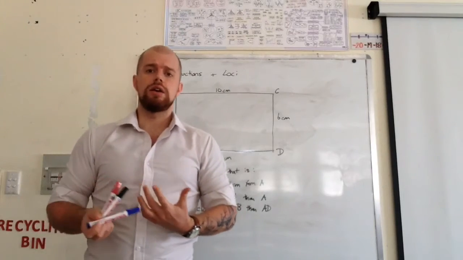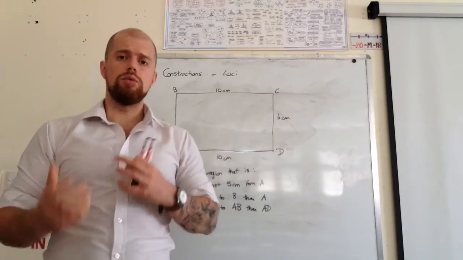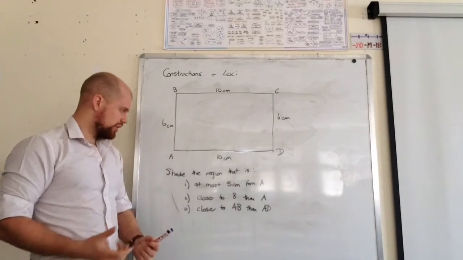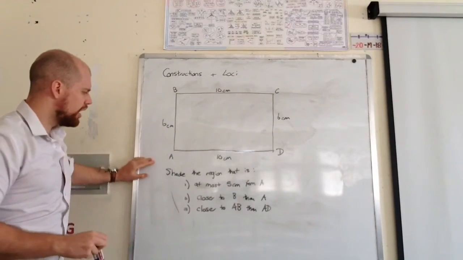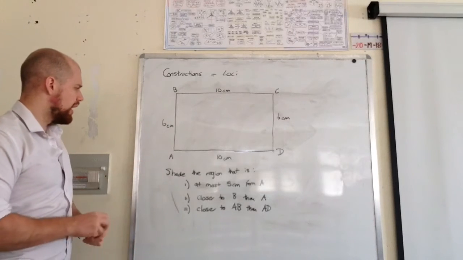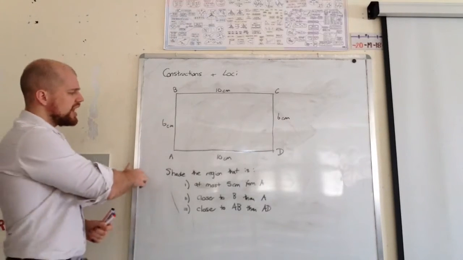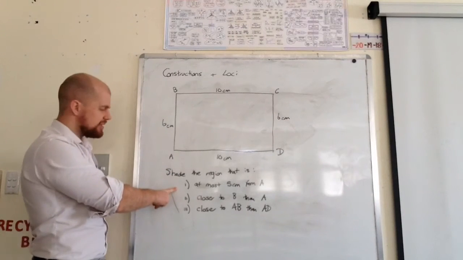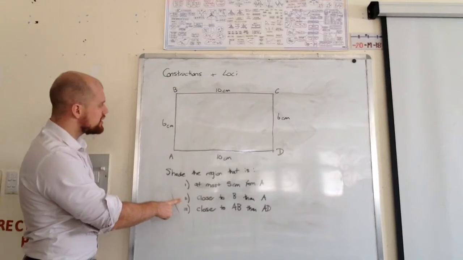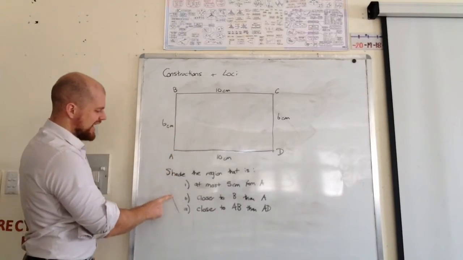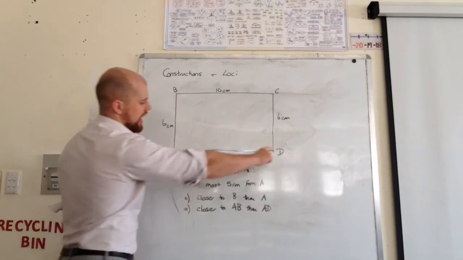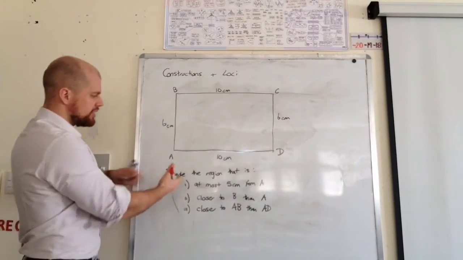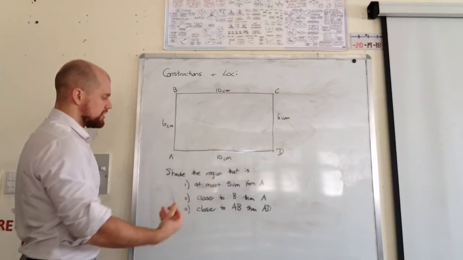Okay, so in this loci and construction video, what we're going to be doing is looking at how you would use your constructions to satisfy some given regions. Now, in the question, we have to shade a region that's all three of these things. So it's at most 5 centimeters from point A, closer to B than it is A, and closer to AB than AD. What I like to do when I'm doing these is write what construction I'm going to do before I do them.